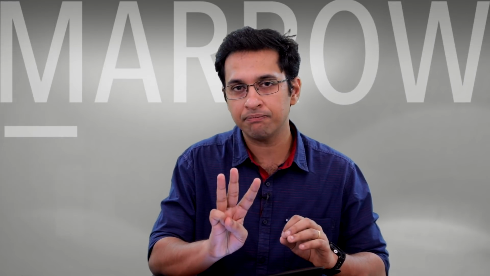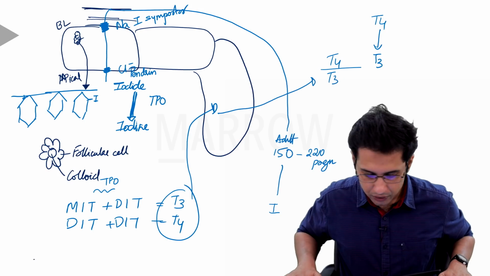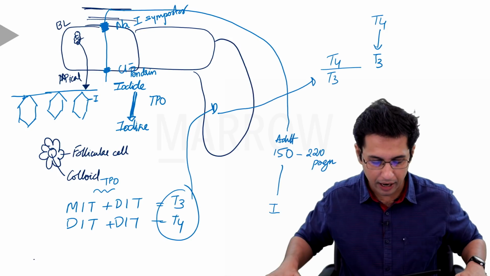D1 and D2 are involved in T4 to T3, but D3 deiodinase converts T4 to reverse T3. T4 to reverse T3 is by D3. Got it? Right. So now we have our iodine thing figured out.